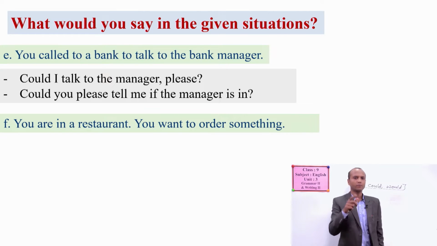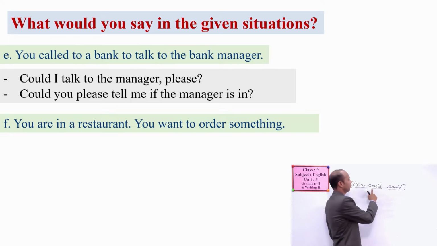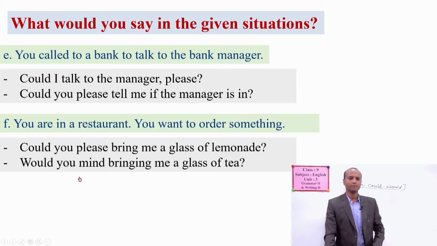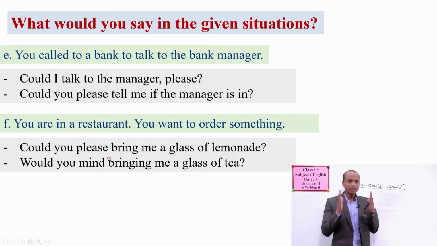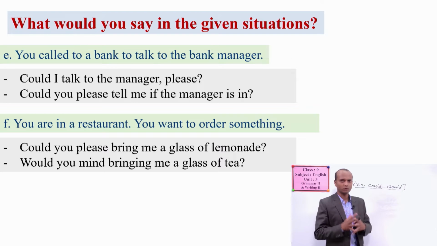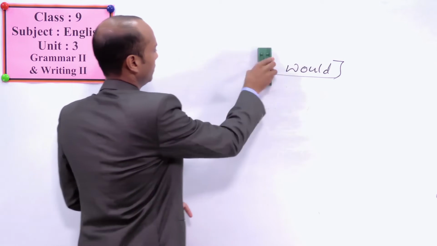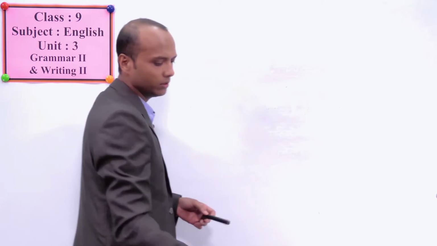Then you have to make or order something using these 3 words. What would you say? Great. Could you please bring me a glass of lemonade? Or, if you want to be more polite, you might use, for example, would you mind bringing me a glass of tea, please? You can add please here as well. So dear students, in this way you have to respond to these situations. So I guess you might have clear ideas about the use of these 3 modal auxiliaries.